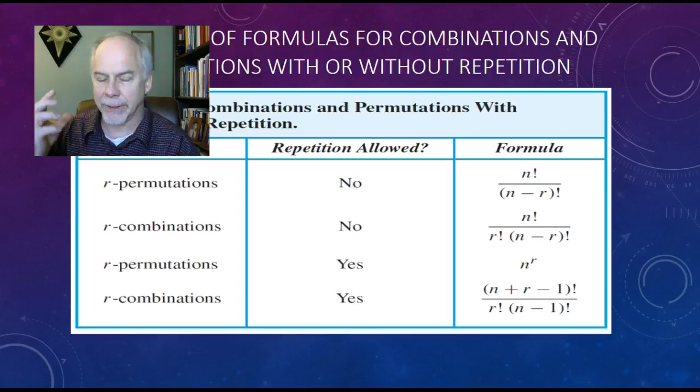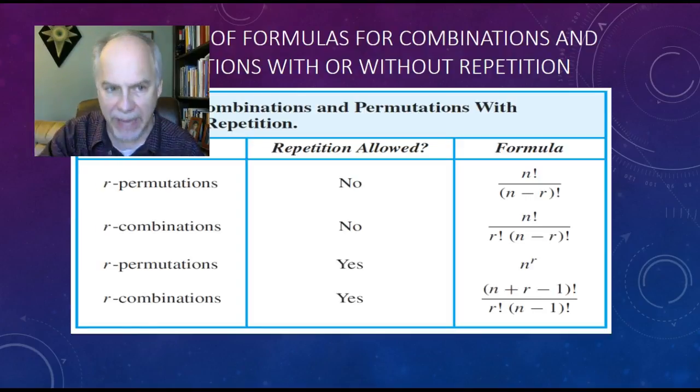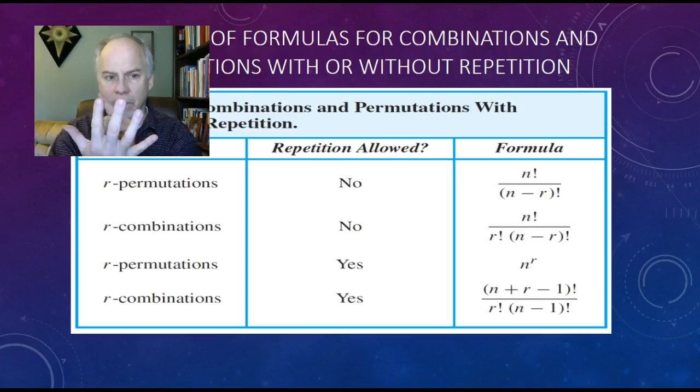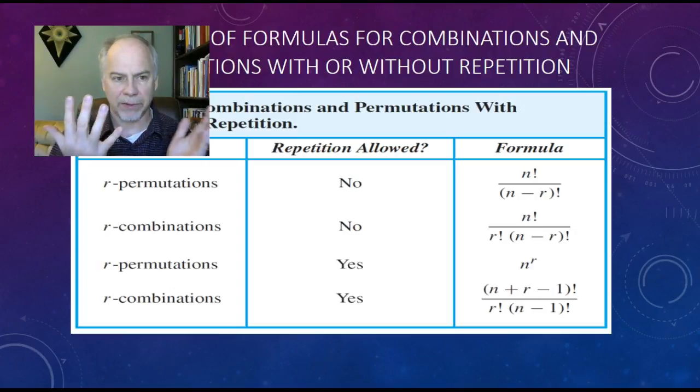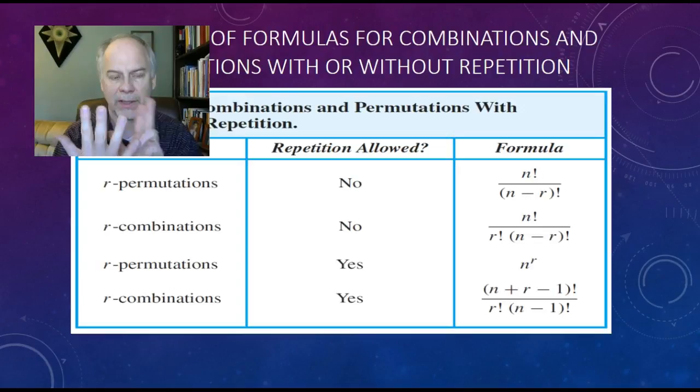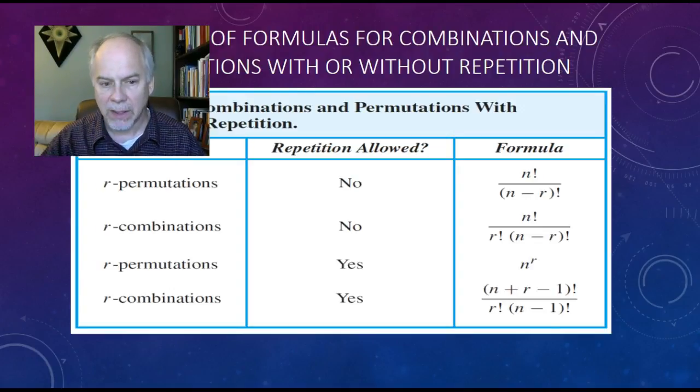Because just like passwords, you're allowed to repeat letters in a password. And so if you have a 5-character password, let's say that we're talking about letters of the alphabet, you have 26 options for the first position, 26 for the second position, 26 for the third, 26, so it's 26 to the 5th power. And so that's when you're allowed repetition.